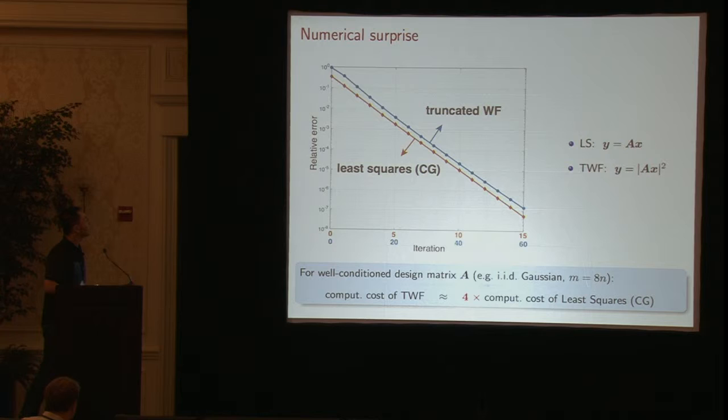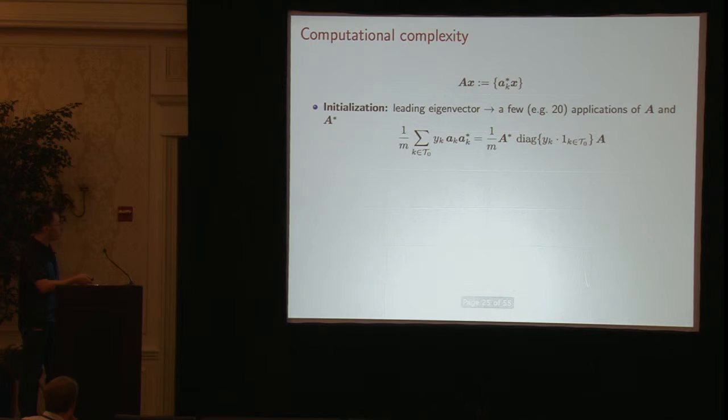Okay, and so if you are careful enough, you might say, okay, this is only plotting the relative error in terms of the iteration count. But within each iteration, I can also show you the computational cost. For the initialization, we are trying to find the leading eigenvector of that. But if we just use the power method, we can use 20 iterations of power method. Each iteration involves one application of A and one application of A transpose.